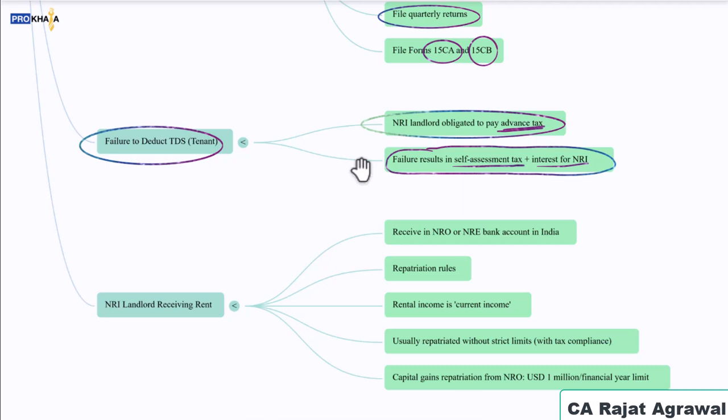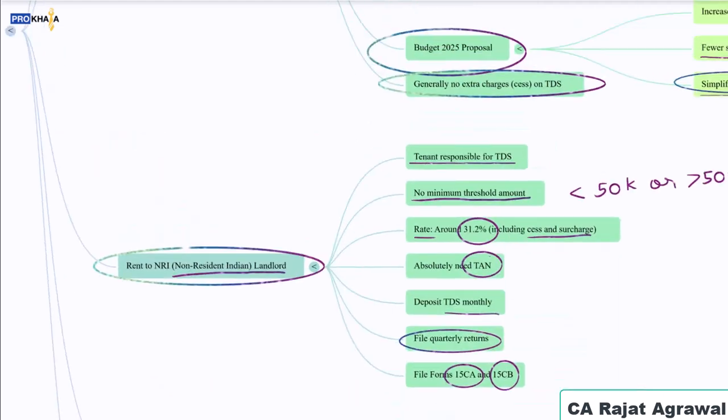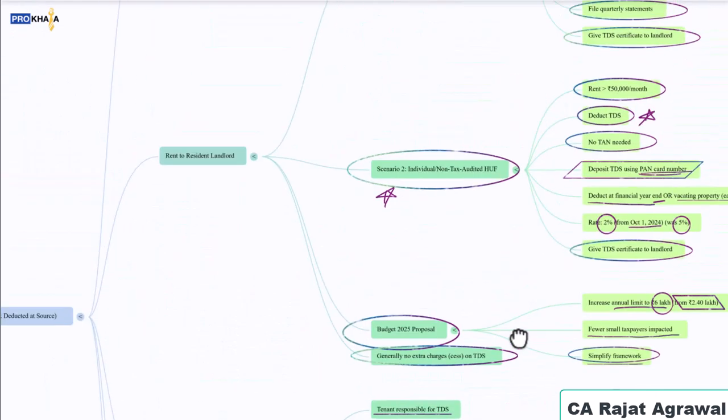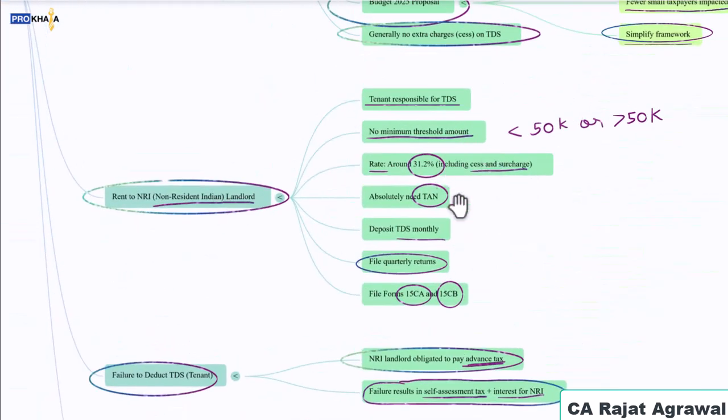For NRIs receiving rent, they typically need to receive it in an NRO or NRE bank account in India. While it's possible to send this money back overseas, called repatriation, there are rules. Rental income is generally considered current income and can usually be sent back without strict limits, provided tax compliances are met. Capital gains repatriation from NRO accounts has a limit, currently $1 million per financial year. Let's quickly recap. Rent to a resident: threshold, different rates and rules based on payer type, PAN or TAN. Rent to an NRI: no threshold, higher rate, always need TAN, extra forms.